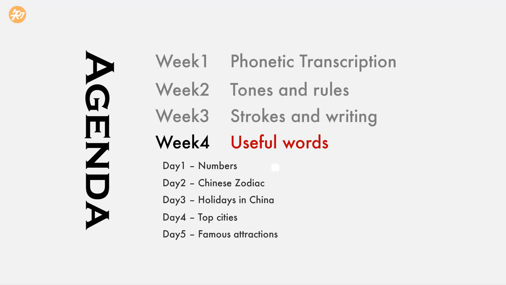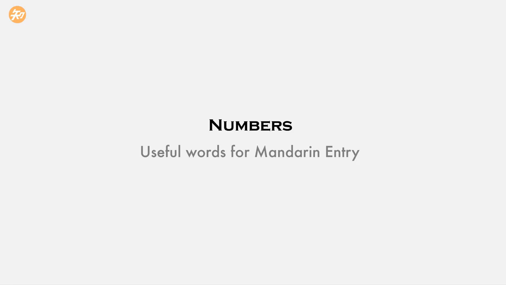In week 4, we'll be learning some useful words in Chinese. Usually, they're the most used words in our daily life or they're important to set up a conversation. But it's okay for you to skip the lesson for this week, or you can just learn them on your own, because we'll definitely go back to learn these words in our intermediate or advanced class. In this week, we'll be learning some words related to numbers, Chinese zodiac, holidays in China, top cities, and famous attractions. Now, let's take a look at the numbers first.